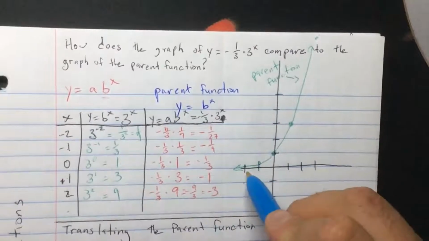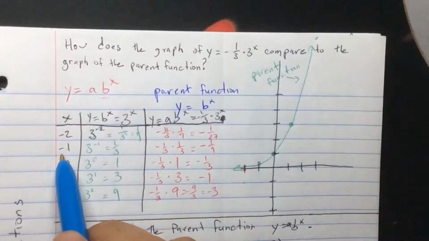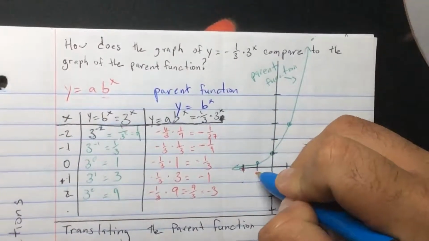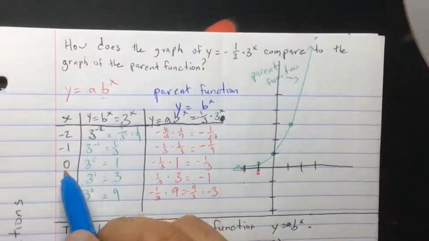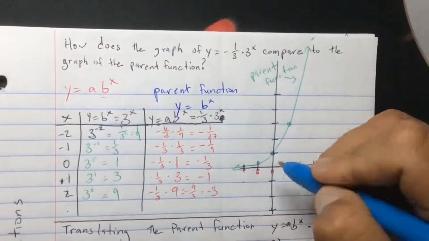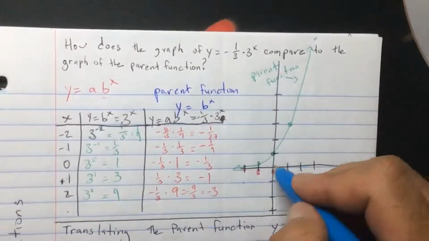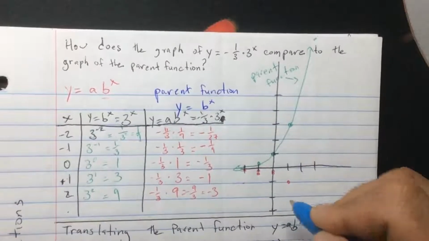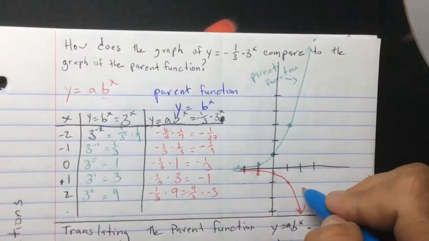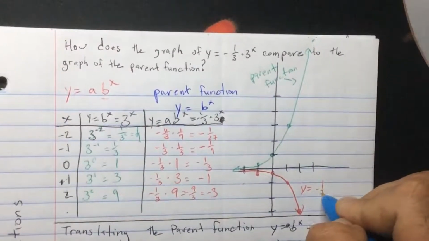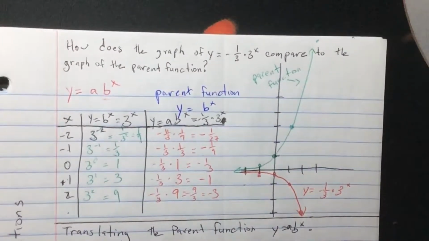At negative 2, it's pretty much almost touching the line, but never touching the line. At negative 1, it's negative 1/9, which is still close to the line. At 0, it's negative 1/3, which is about right here. At 1, it is at negative 1. And then at 2, it is at negative 3, and that goes here. So this is our transformation. This is going to be our y is equal to negative 1/3 times 3 to the x power. So we can see the difference.